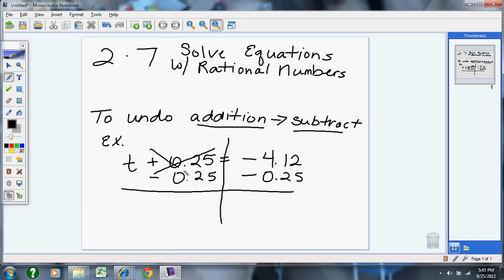0.25 minus 0.25 is 0, so we're left with t equals, now we're subtracting integers, so we add the opposite. When we change that to addition, we have adding of same signs, which we add and keep the sign. That's in your green foldable. So I'm going to add, and my sign will be negative. Alright, so when we see addition, we are going to subtract.